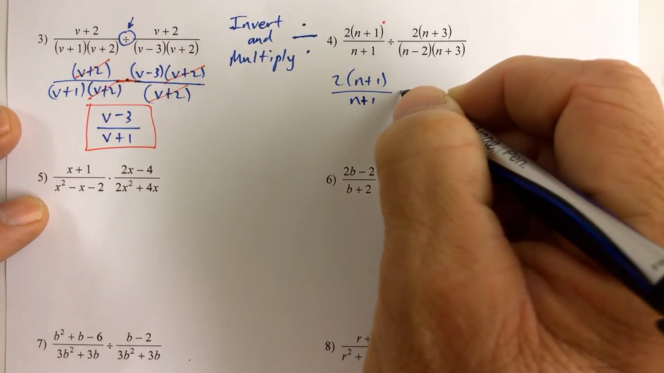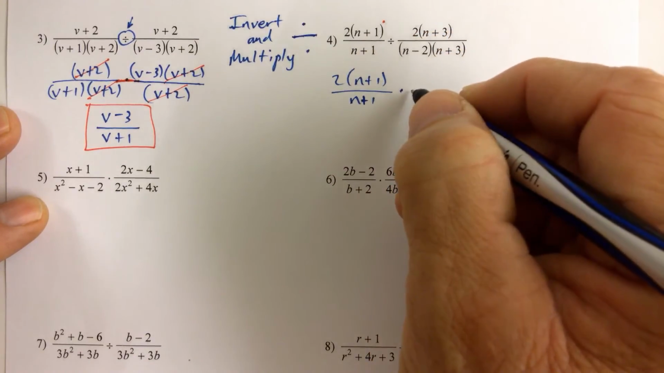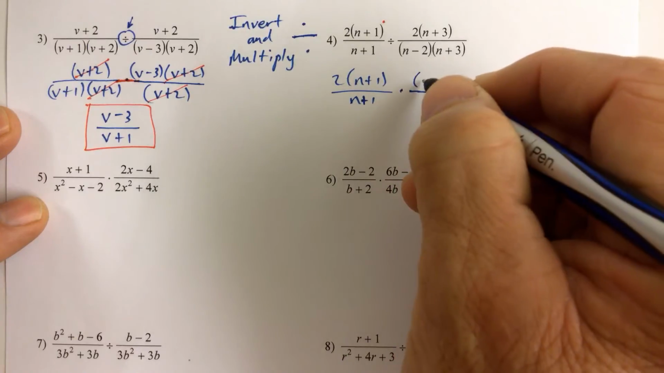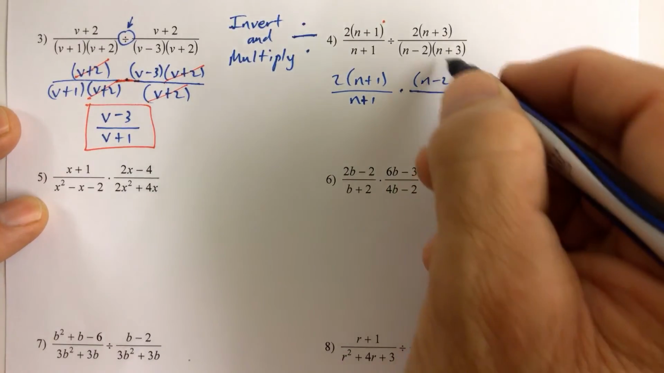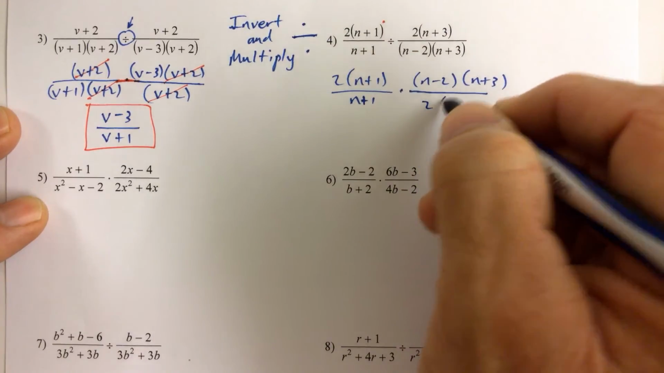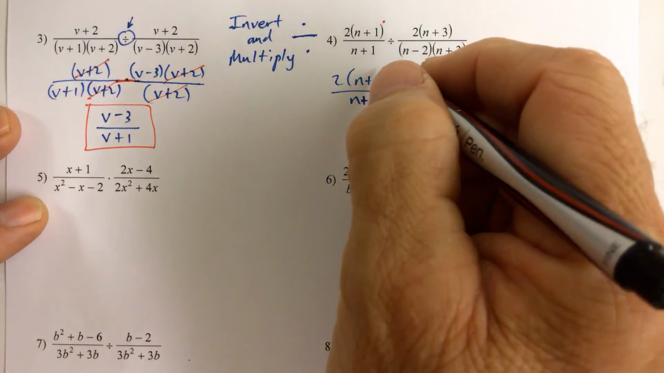So we're going to invert and multiply. So we see a division symbol, invert and multiply. So we're going to invert the second fraction only, not the first fraction, just the second one. And we have n minus 2 times n plus 3 now up on top, and then the 2 times the n plus 3 down on the bottom. And that's not too much work. I guess we can handle that.